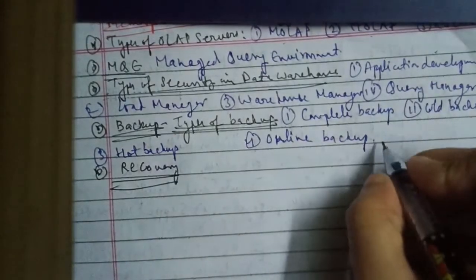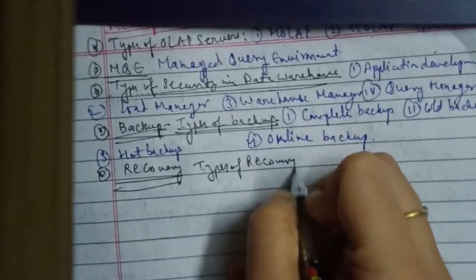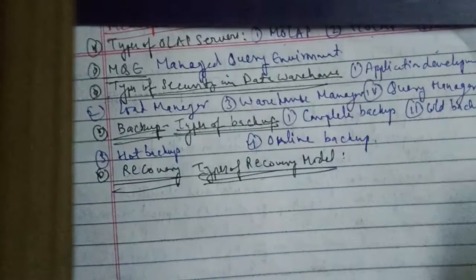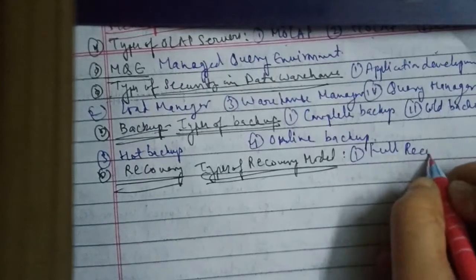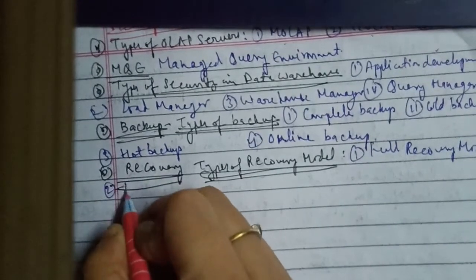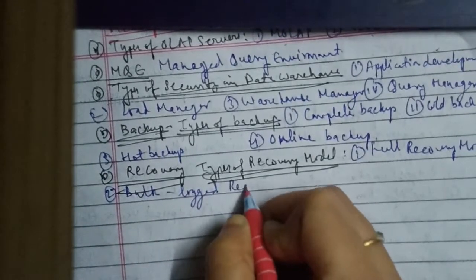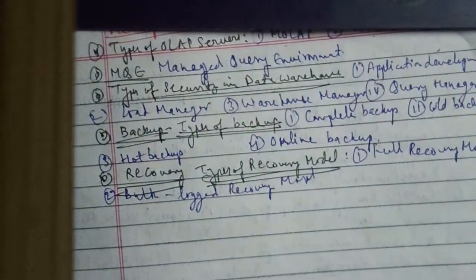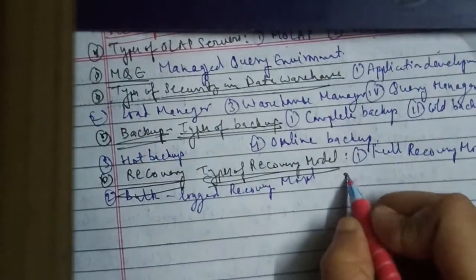So the types of recovery we'll talk about are the types of recovery model. We have three. The first is the full recovery model. Second is the bulk-logged recovery model. And the third is the simple recovery model.